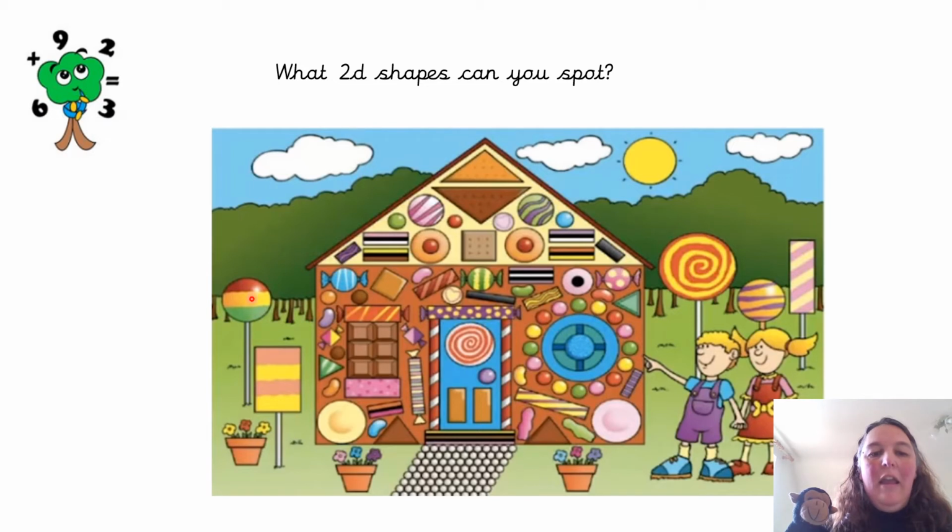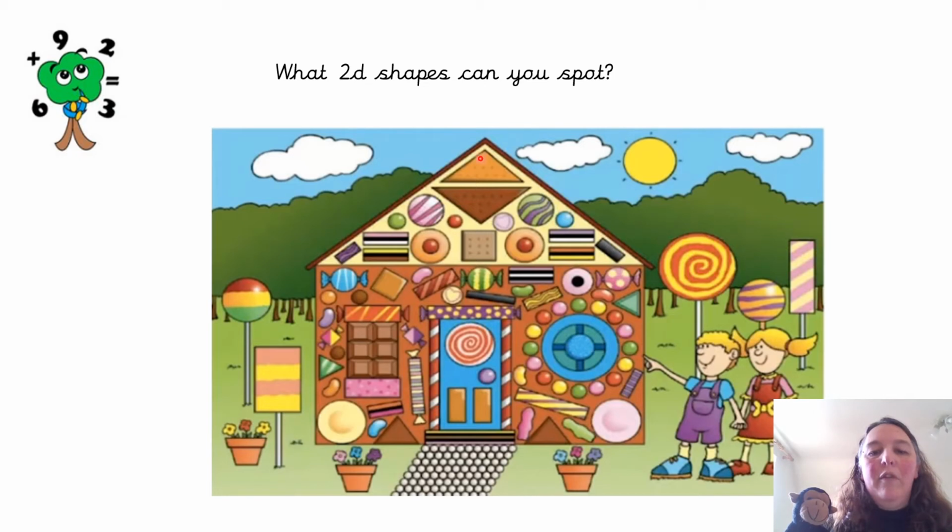Look, in the picture there's lots of circles. Can you see the circles? The sweetie trees, the sun's a circle. On the house, the window is a circle. Can you see any more circles? On the house, there's also some squares. Some squares. Can you see any more squares?